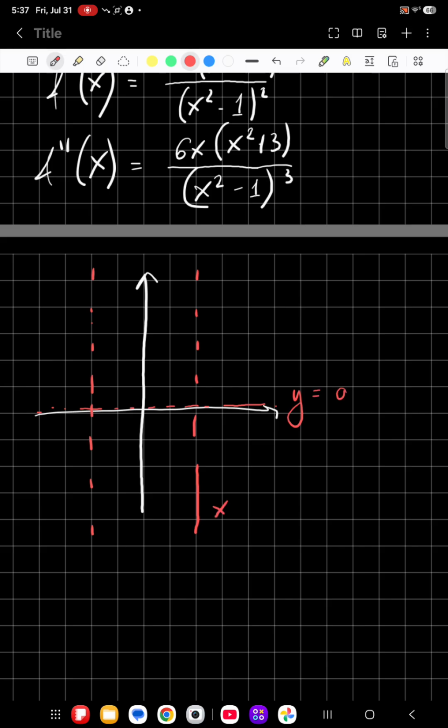Okay, and here we have those two vertical asymptotes, x equals 1, x equals negative 1. And yeah, the graph looks something like this. Okay, so there's an x-intercept, y-intercept at the origin. And then we have two branches here on the left and on the right.